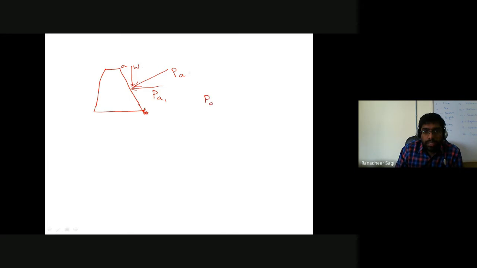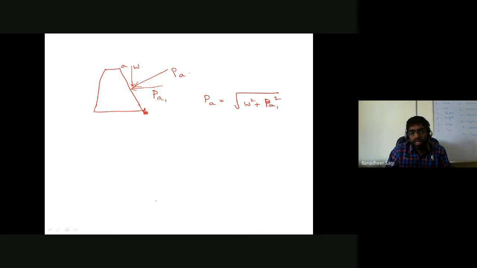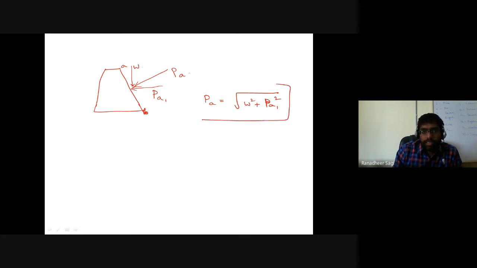So what is this PA equal to? PA is nothing but the square root of W squared plus PA1 squared, from simple trigonometry. From the Pythagoras theorem, the resultant of this horizontal and vertical force component is what I am writing as PA. So how do we get this PA value, the magnitude of this resultant thrust, the complete resultant of your active earth pressure coming on your inclined wall surface? That is what I can subsequently calculate like this.